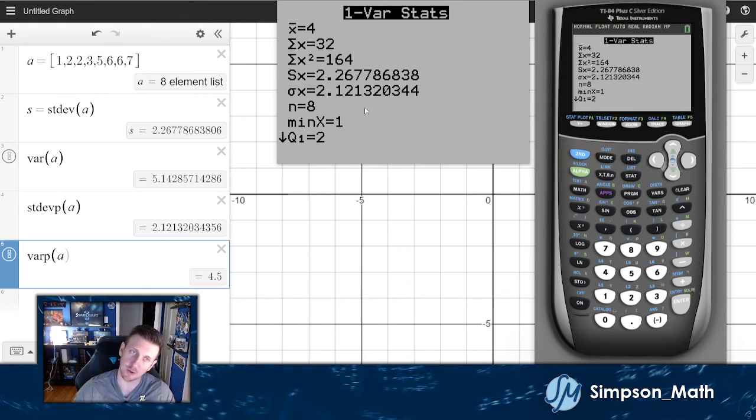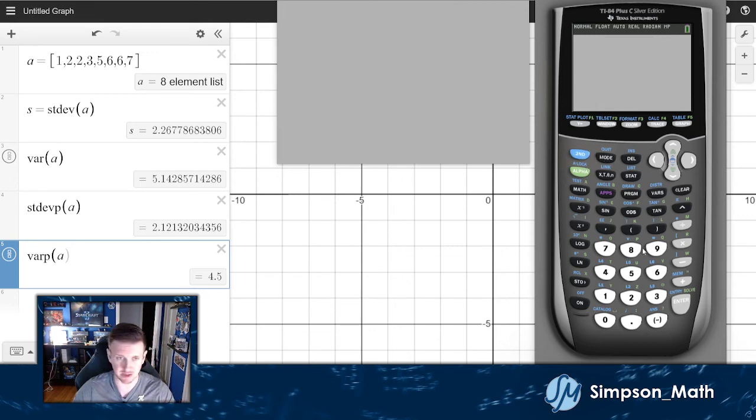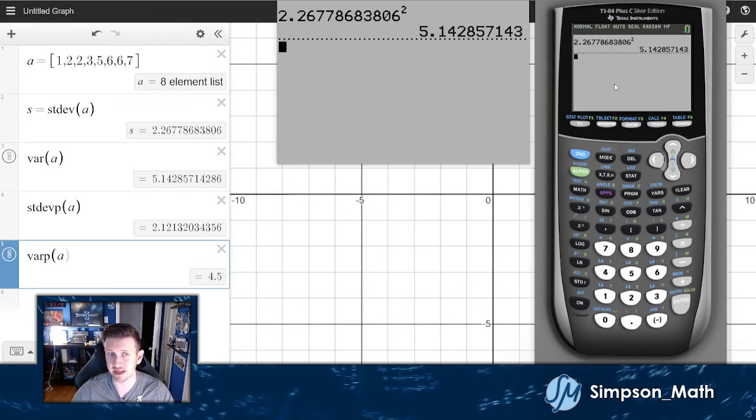Now, how could I go about squaring them? Well, I'm going to hit quit. I could type in, and I'm looking over here, I'm cheating, so let's say I wrote it down, and I'm going to type in 2.26778683806. I could take that and then square it, and get a pretty good estimate of my variance. But there's a better way to do it.